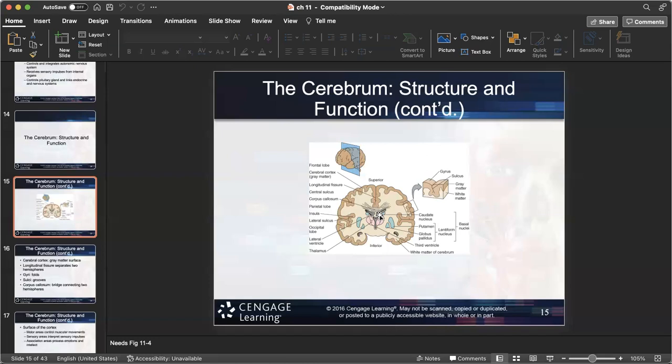And so a gyri is going to be any folds found at the surface of the cerebrum. Once again, the gyri is any folds found in the surface of the cerebrum. So here is a really good zoomed up image right here.